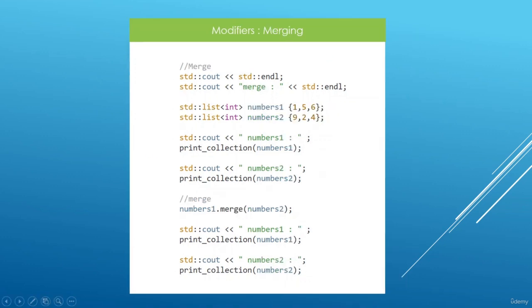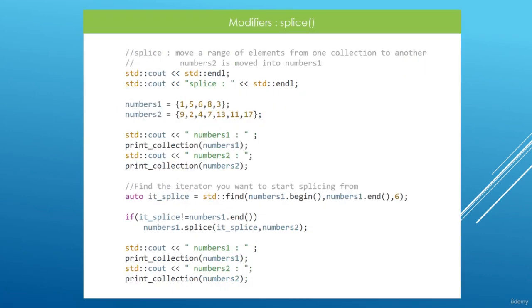We also have the ability to merge lists. So if we merge the numbers2 list into numbers1, the data is going to go from numbers2 and go into numbers1. And if we print our data, we're going to see that that's the case here. We can splice, and splicing is going to move data from one container into another completely.